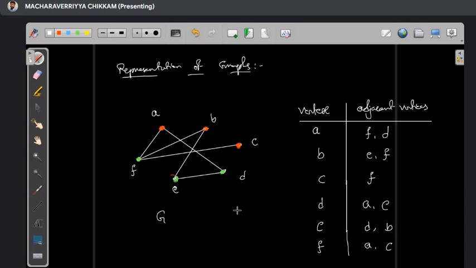So now I'll do one thing. From the graph we constructed this table. Now I'll give you a table. You try to construct the graph. For F, A and C.